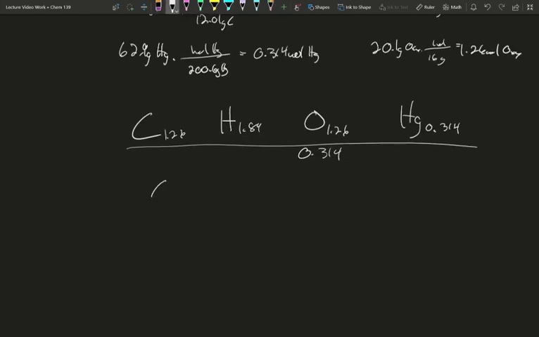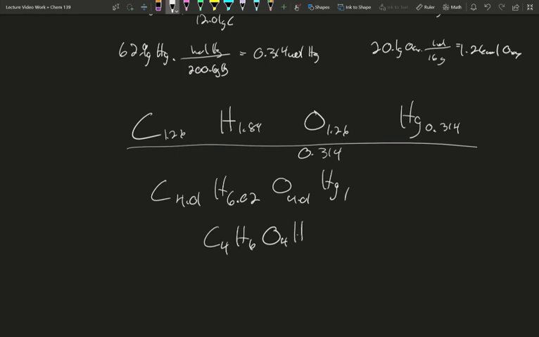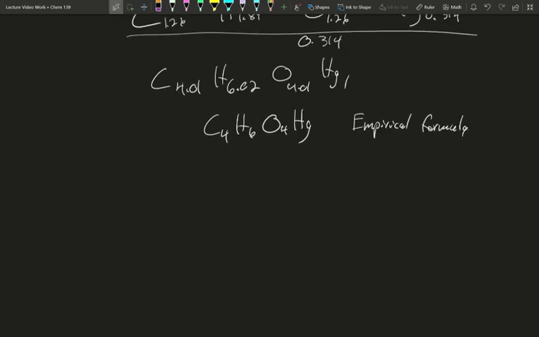which means we will find that our carbon comes out 4.01, our hydrogen comes out 6.02, oxygen 4.01, and mercury 1. So C4H6O4Hg. This is our empirical formula. It could be a multiple of this. We don't have a molecular mass to compare, so we don't know if it's maybe twice or 3 times or 20 times this. I will tell you just when I developed it, this is mercury diacetate.